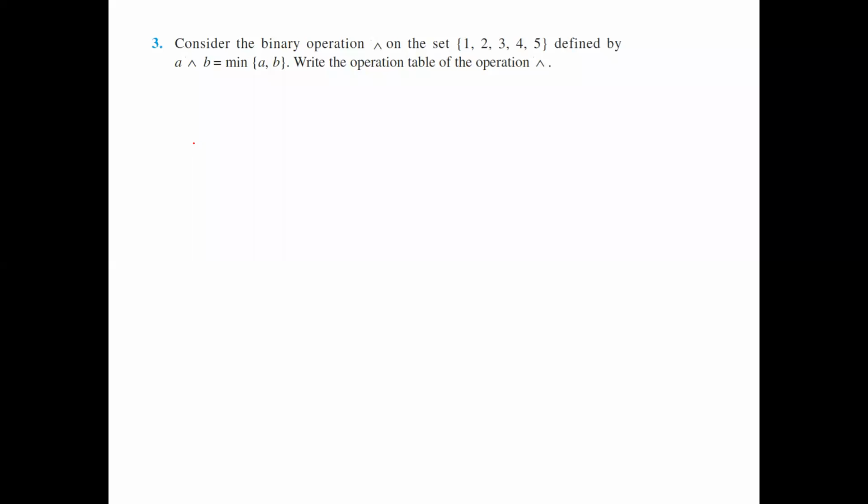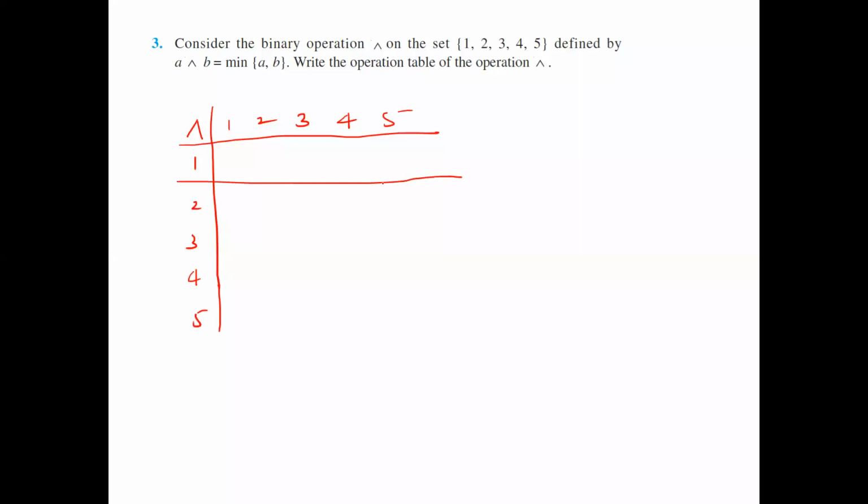Now to see how to write the table. What would this table mean? How to write it here? Here is the given meet operation. So what are the numbers they have given? 1, 2, 3, 4, 5. Similarly here 1, 2, 3, 4, 5. So try it on the table here.